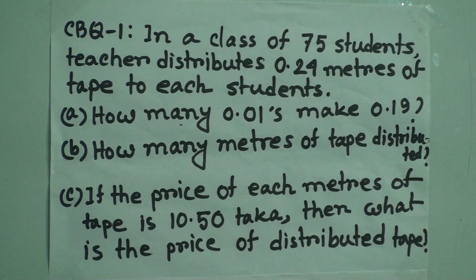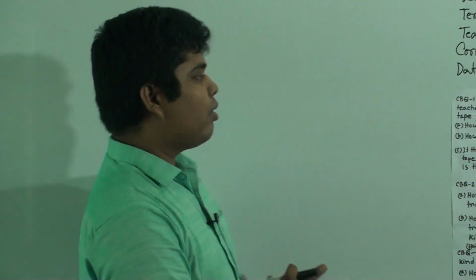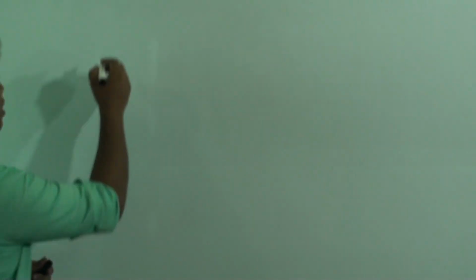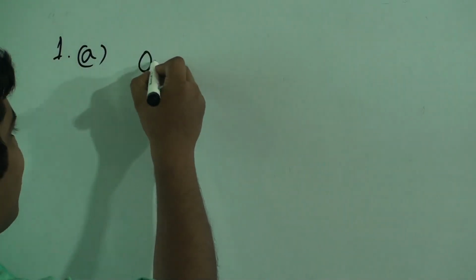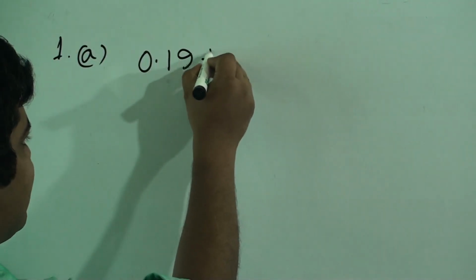My dear students, when you solve a math, you first make a plan how to solve it, then it is easier for you to solve. Now we shall start to solve question number 1A, and the question is, how many 0.01 make 0.19? That means we do division of 0.19 by 0.01 and we get the answer. So notice, 0.19 divided by 0.01.